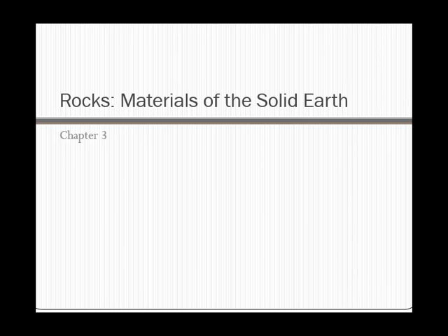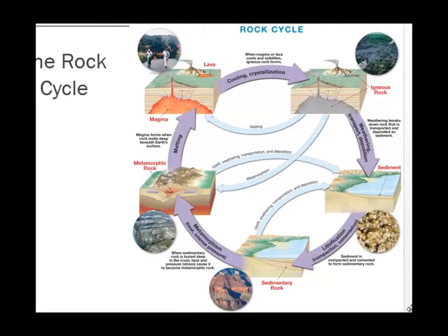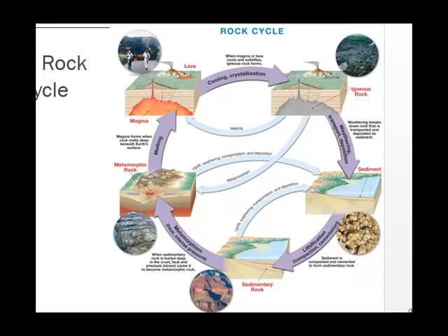Rocks can be formed in 3 different ways, and you have an intimidating document that you see over here called the rock cycle. I'm not going to worry so much about getting you all the specific information that you see down here. I'm just going to give you the 3 and describe them very briefly, what you need to know. You have igneous rocks over here, you have sedimentary rocks over here, and you have metamorphic rocks over here.